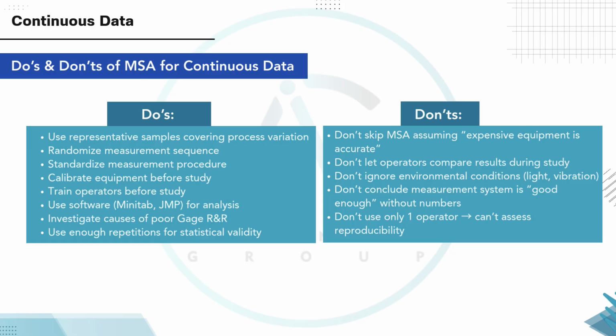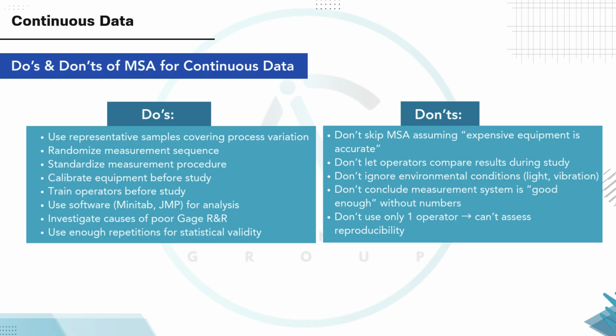Don't ignore environmental factors such as lighting or vibration, as they can impact measurements. Don't assume your measurement system is good enough without supporting data. Always back it up with numbers. And don't use only one operator. You need multiple operators to assess reproducibility effectively. By following these guidelines, we can ensure the accuracy and reliability of our measurement systems, which is foundational for any quality improvement initiative.